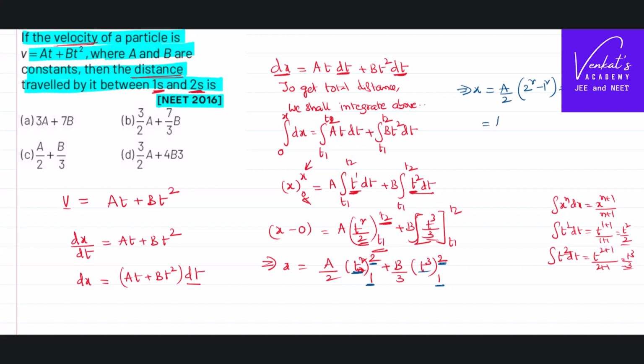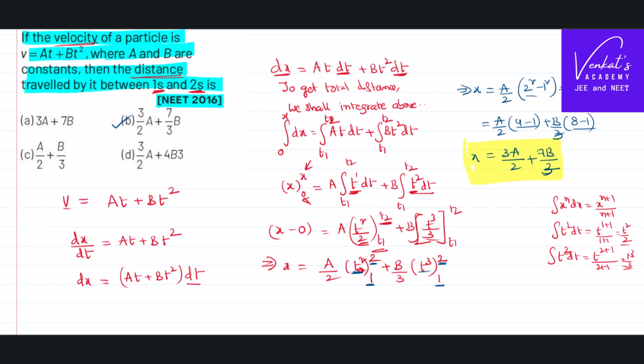So what is the answer? a by 2, 2 square is 4 minus 1. b by 3, 2 cube is 8 minus 1. So what's my answer for the displacement? 4 minus 1 is 3, so 3a by 2. 8 minus 1 is 7, so 7b by 2. That's what our answer is, right? Sorry, it's not 2, it's 3. 7b by 3. So the option is this: 3a by 2 plus 7b by 3. That's how we get the answer.